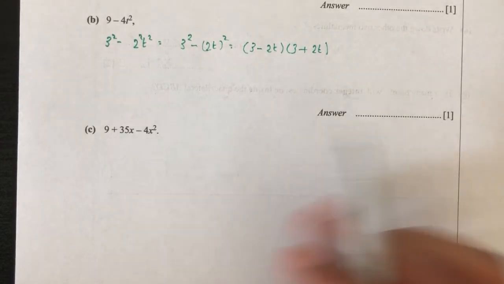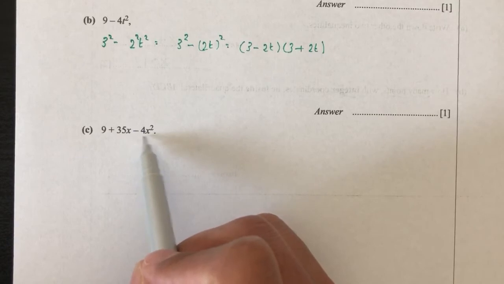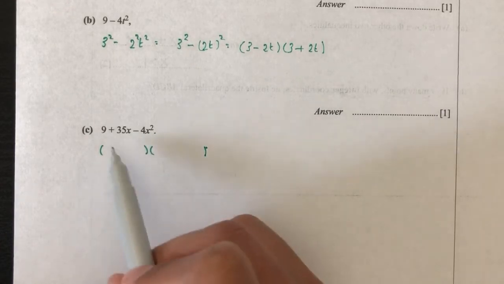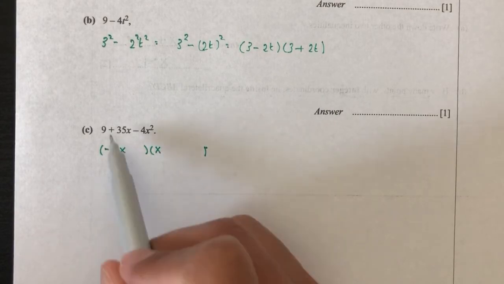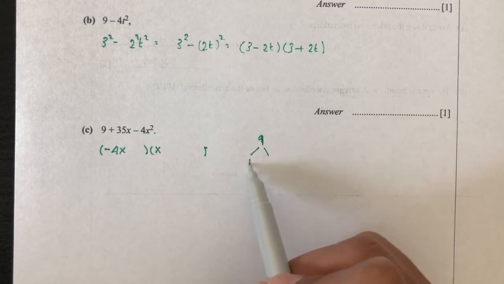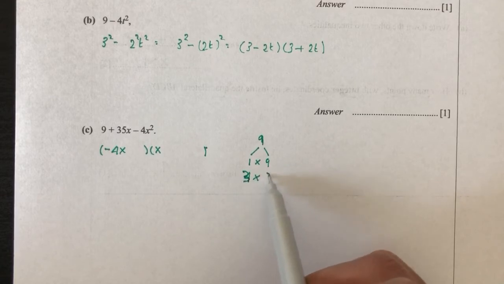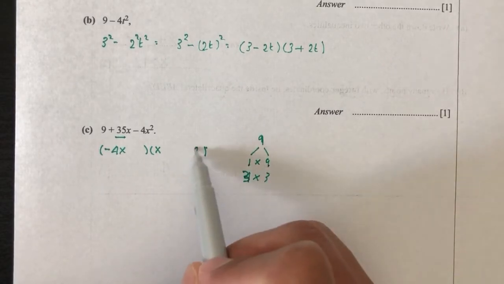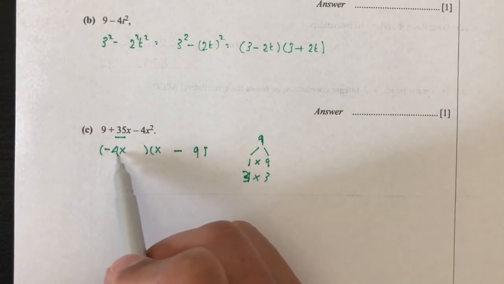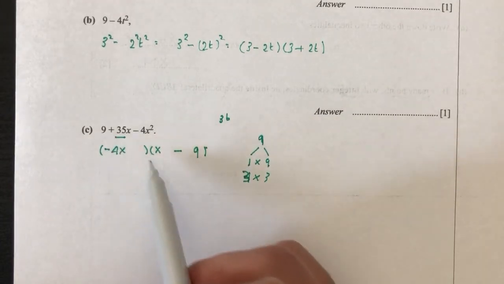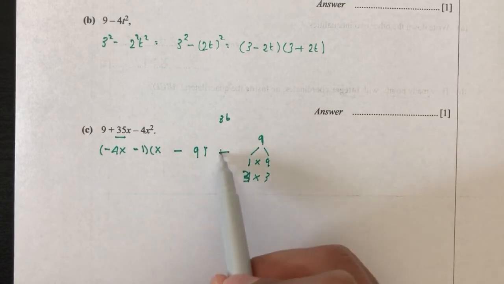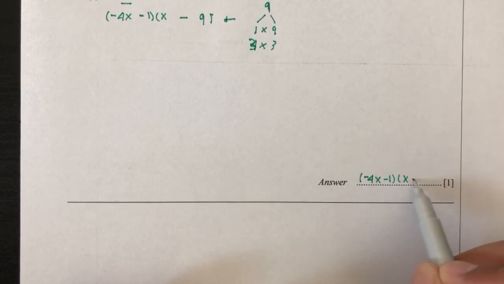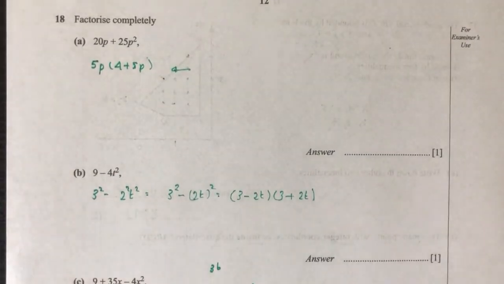Part C. We have to factorize this. And how do we do that? So minus 4x squared can be written as minus 4x times x. And 9 can be written as 1 times 9, or 3 times 3. Now, for us to get the value of plus 35, we can do this one. So 9 here becomes minus 9. So we have minus 4x times minus 9 will be 36. And then for it to become 35, we have to minus 1. So this is the factorization of this one. So your answer will be (minus 4x minus 1)(x minus 9). That will be question 18.